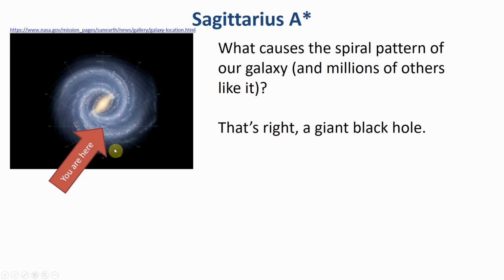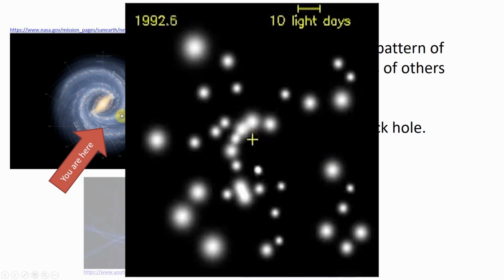And the answer, well, it was theorized for a long time before we finally proved it, is straightforward, kind of awesome, kind of troubling. It's one giant black hole. The reason that our galaxy has the shape that it does is because in the center of this, there is one monstrously giant black hole that's attracting all this stuff to it.